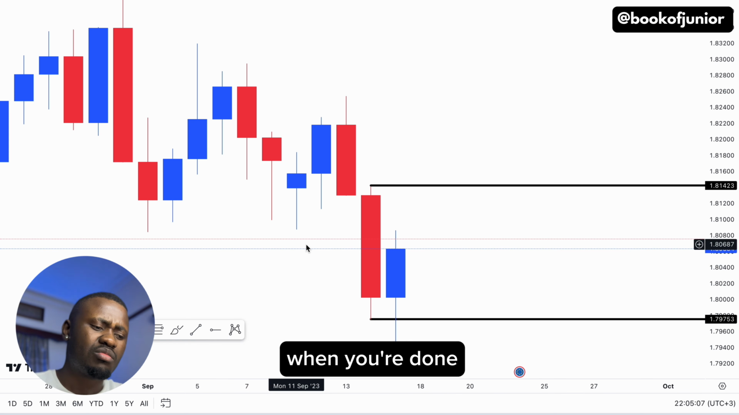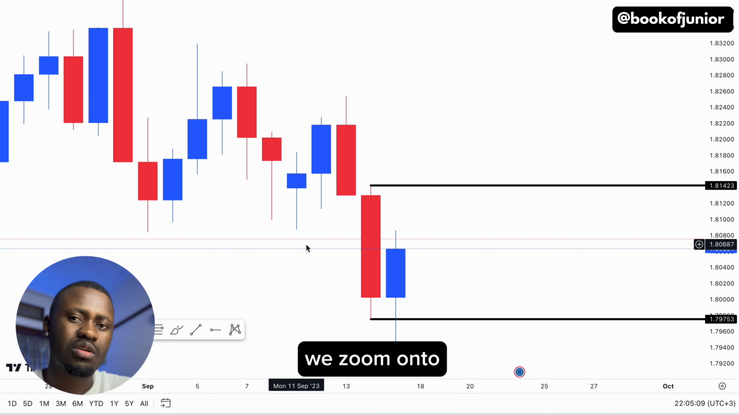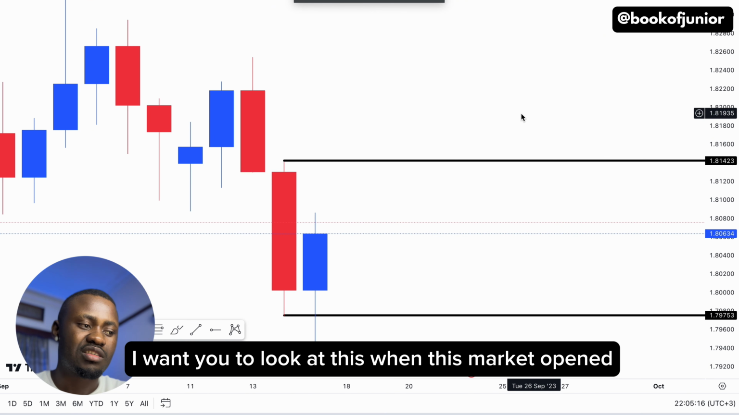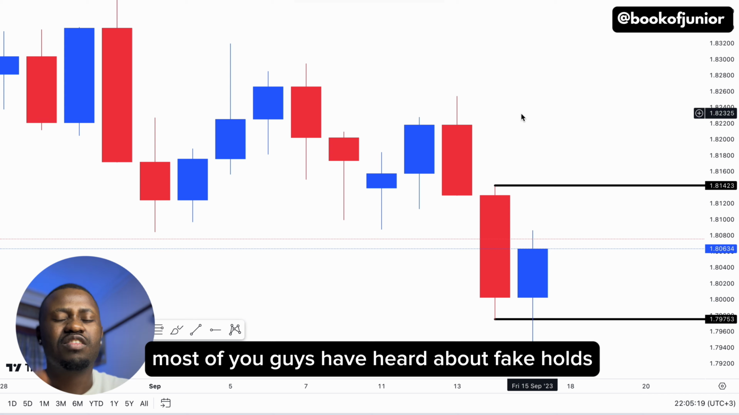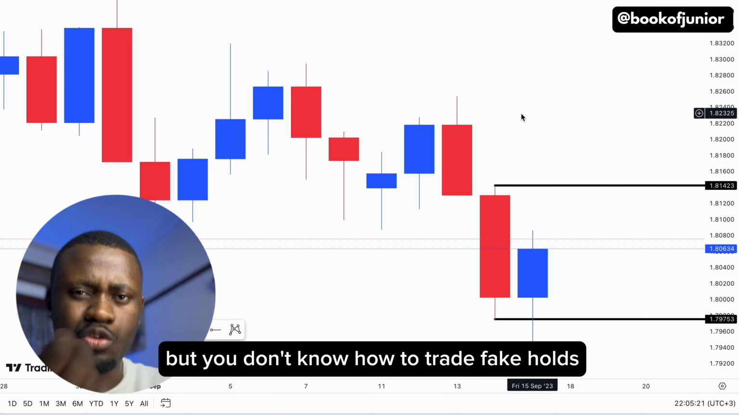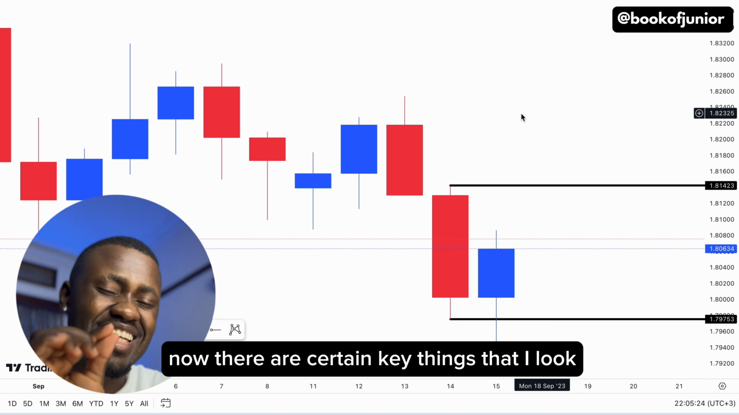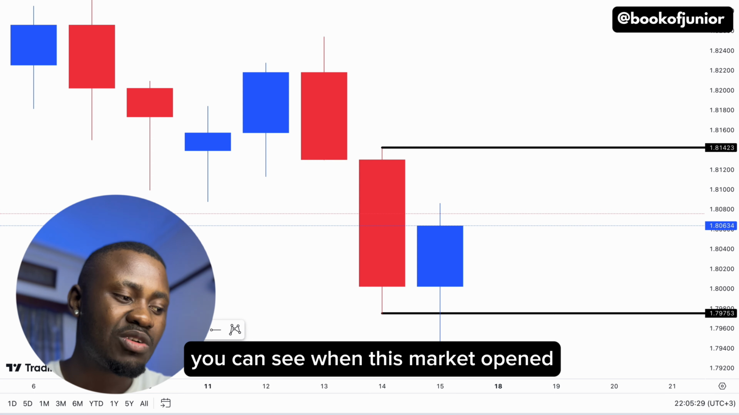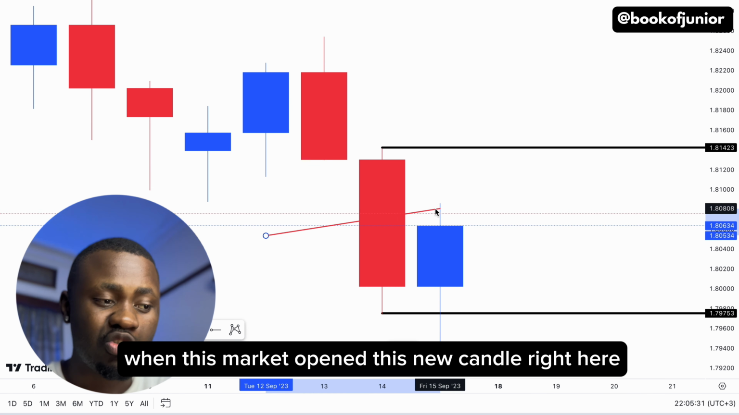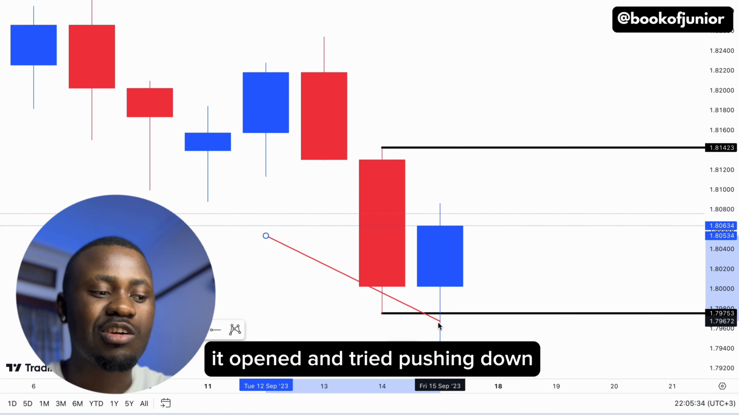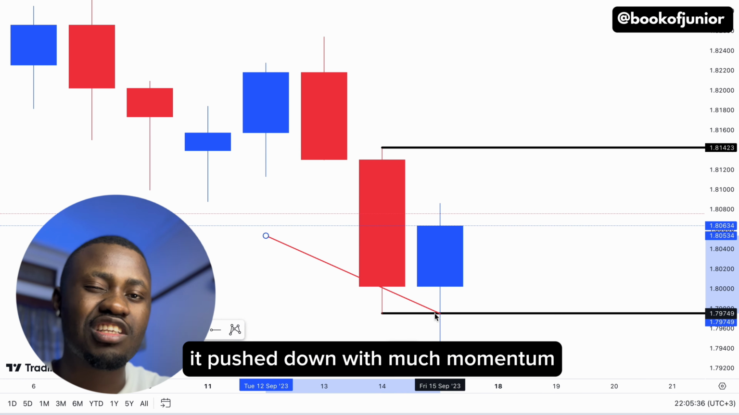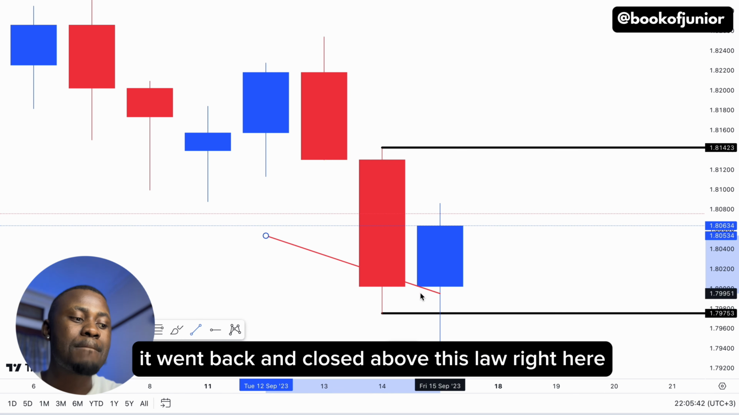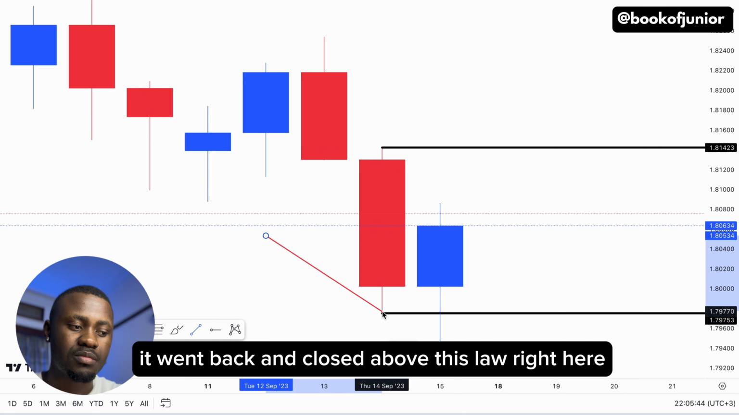When you're done marking it out, we zoom onto the 4-hour time frame. Before we zoom into the 4-hour time frame, traders, I want you to look at this. When this market opened, most of you have heard about fake outs, but you don't know how to trade fake outs. There are certain key things that I look out for when I'm trading this strategy, and one of them is a fake out. You can see when this market opened, this new candle right here opened and tried pushing down. It pushed down with much momentum, but when it reached closing time, it went back and closed above this low right here.